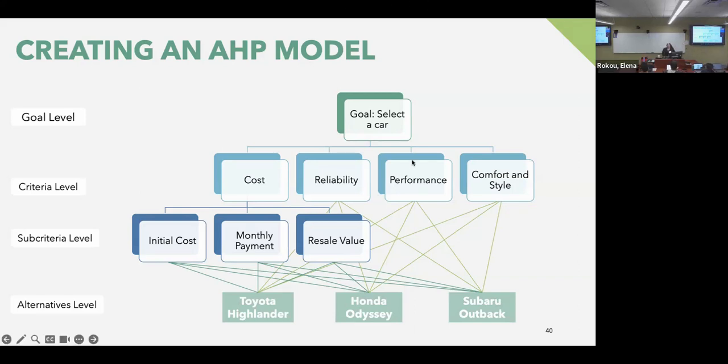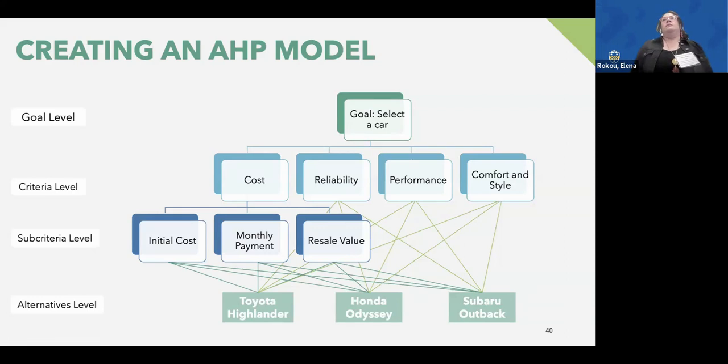Why do I care about the connections? Because those connections show what will be compared with what. Let me show you how. I will compare the criteria with respect to the goal. I will compare the three perspectives of cost with respect to the cost. And then I'll compare anything that is connected to my alternatives with respect to the parent node.